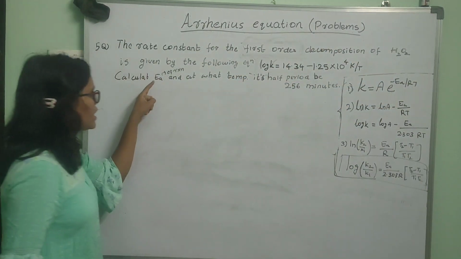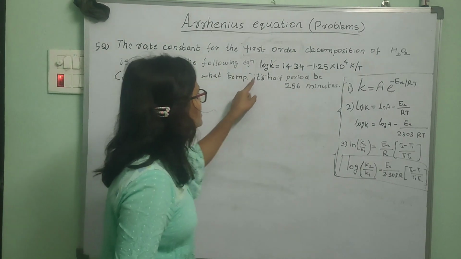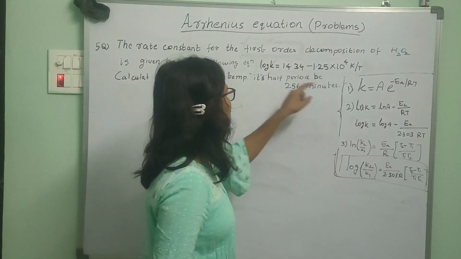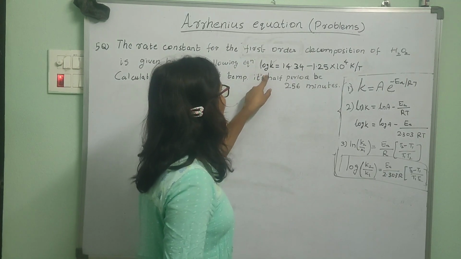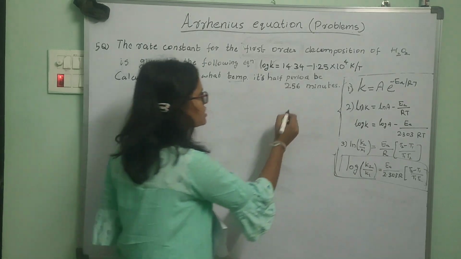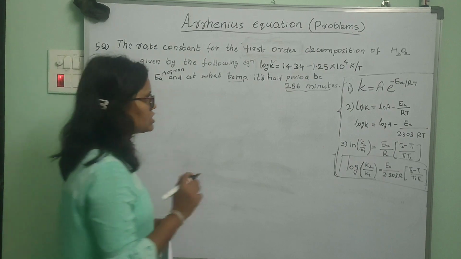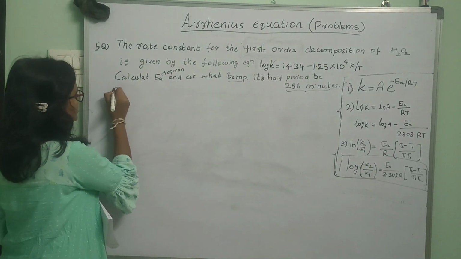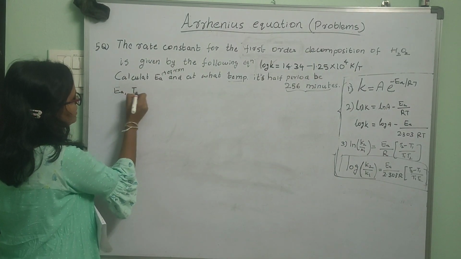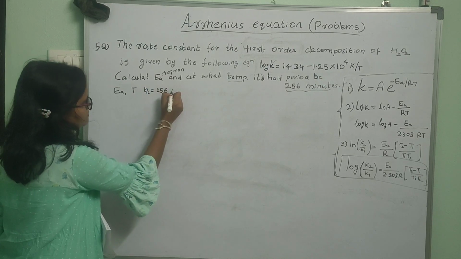So you are asked to find the value of activation energy and at what temperature its half period be 256 minutes. And you are also asked to find the temperature at which the half-life of the reaction is 256 minutes. So in this question you are asked to find two things. First is the activation energy and second is the temperature at which T half is 256 minutes. Okay.